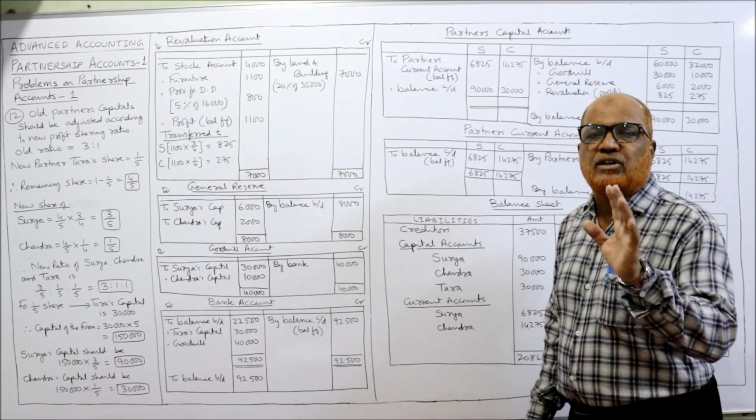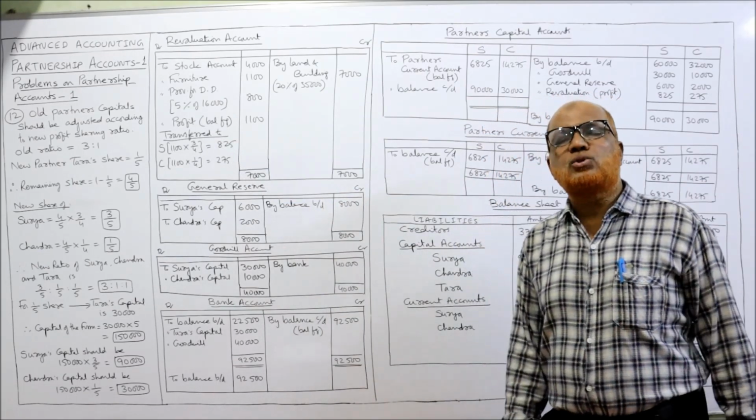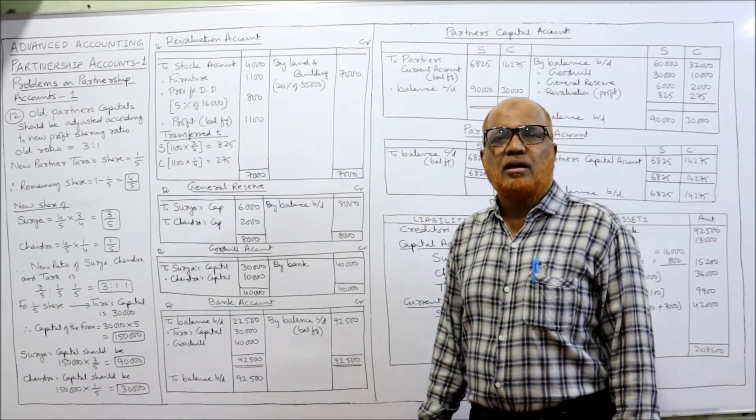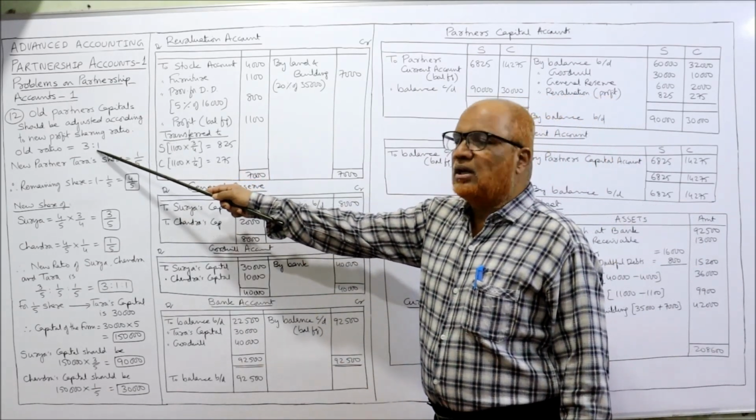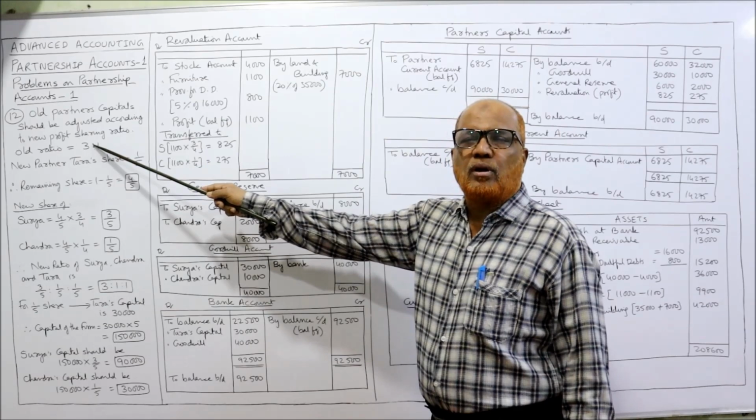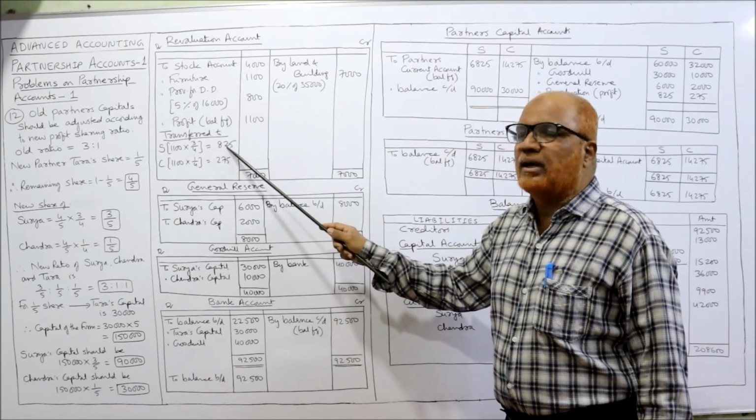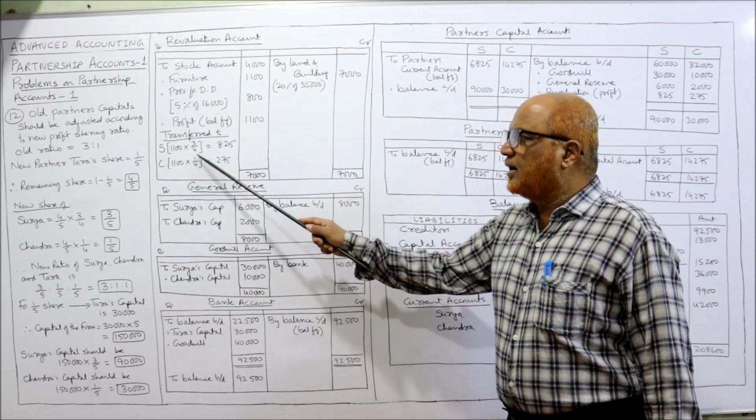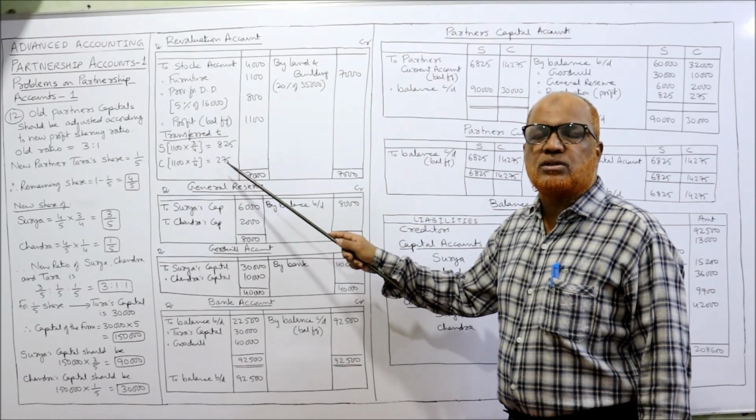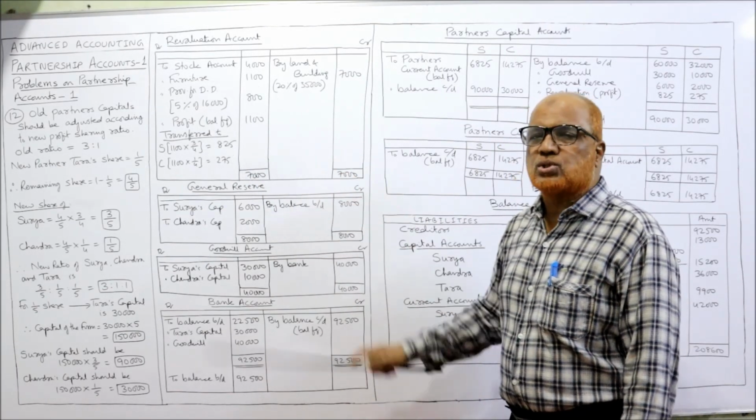This is the profit, and this profit will be shared by old partners Surya and Chandra in the old profit sharing ratio. The old profit sharing ratio is 3:4, that is 3 by 4 and 1 by 4. So 1100 into 3 by 4 is 825 profit, which goes to Surya. And 1100 into 1 by 4 is 275, the revaluation profit, which goes to Chandra. That's all, revaluation account closed.